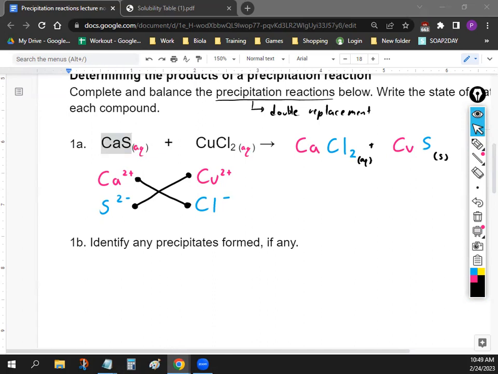Alrighty, there is one last thing that we need to do, because if you take a look at the instructions, it says to complete and balance the equation. So we did the completing part. We wrote the other side. Now we need to balance the equation.